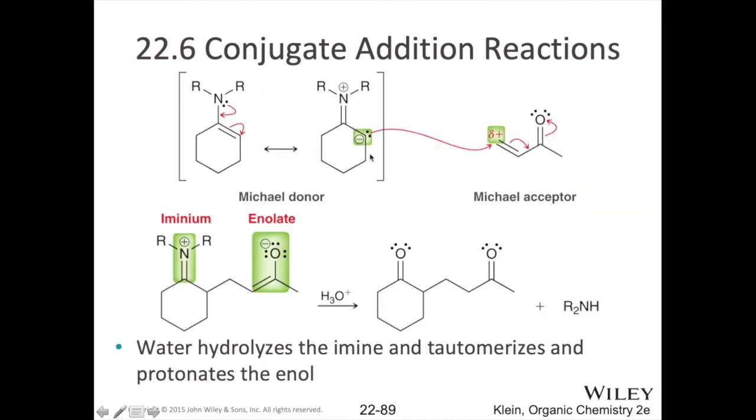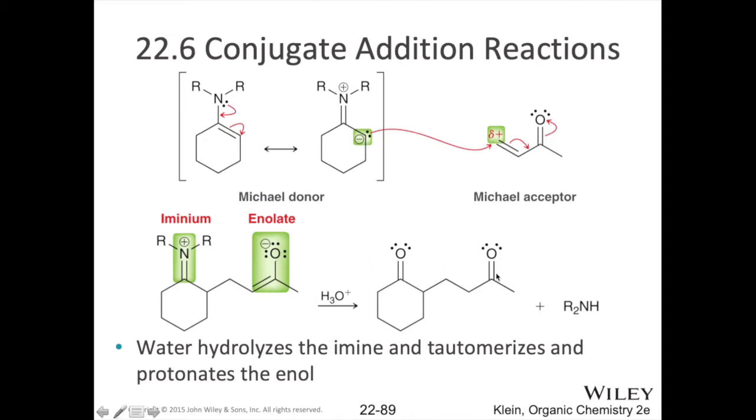So just like all of our other Michael addition reactions, we have the lone pair on our Michael donor attacking that beta position of our Michael acceptor, right? These electrons swing over here, and these electrons swing over here. We essentially form this enolate, right? Now, out of this resulting product, we can hydrolyze that iminium ion down. So we just treat this with dilute acid. And the water basically hydrolyzes that imine back into a carbonyl. Okay, and it also tautomerizes that enolate back into the keto form.